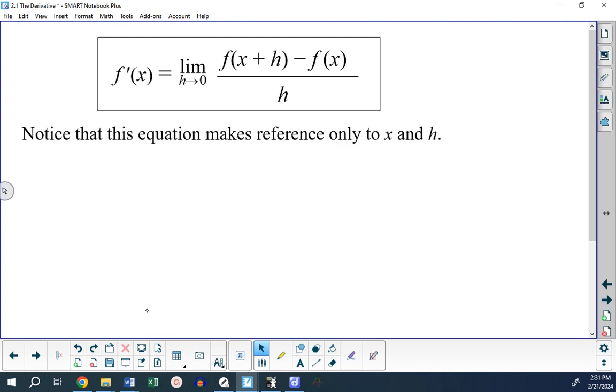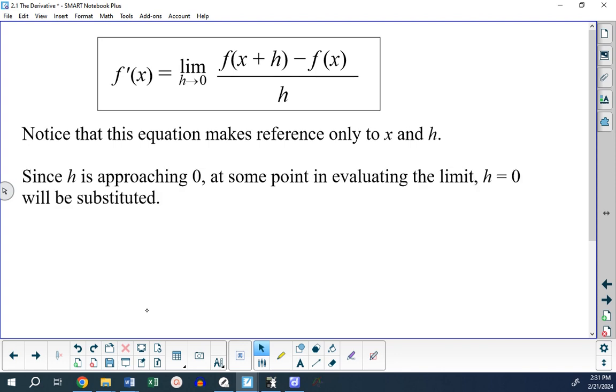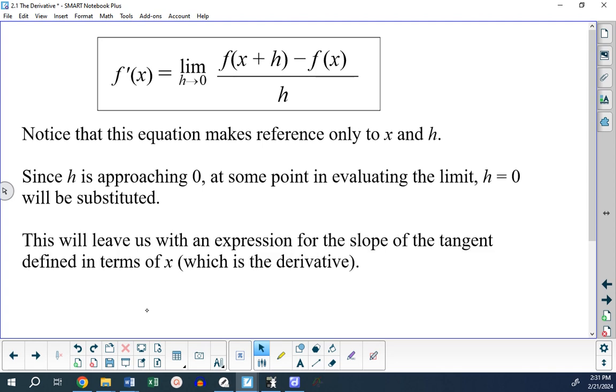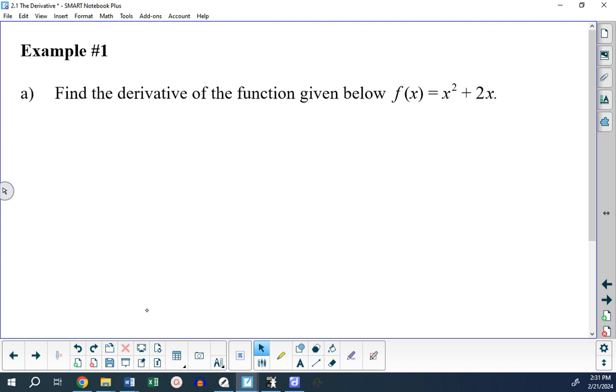So this is the derivative of a function, and I want you to note that it makes reference only to x. Literally only to x, because h is going to become 0, so there will be no h's. Since h is approaching 0, at some point h equals 0 will be substituted, and you're going to be left with an expression that contains the variable x and other numbers and operations. So example 1, what is the derivative of this function?